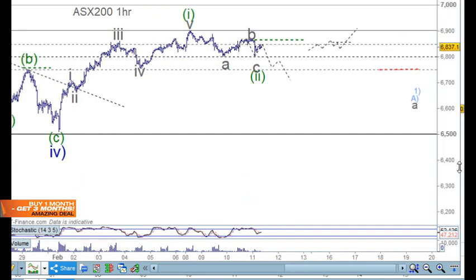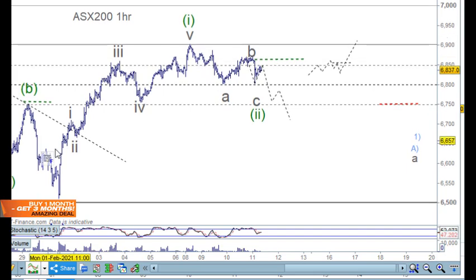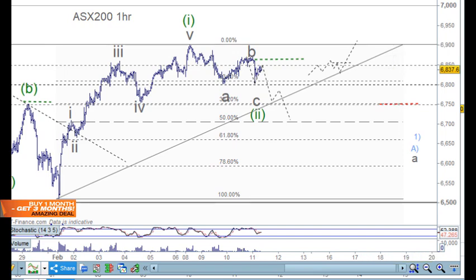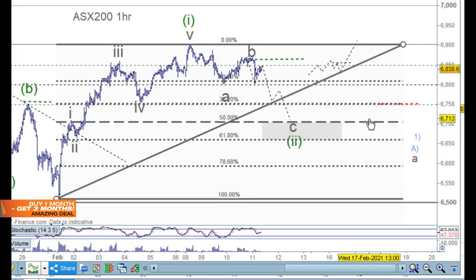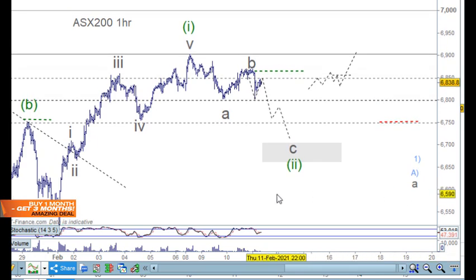Where's that 61.8% retracement level here that we normally start with? So let's just get that in here, down into this space, somewhere in the box. So the 6,700 is a nice number to look at. Will it go all this way down? I don't know, but that's what we're looking at.